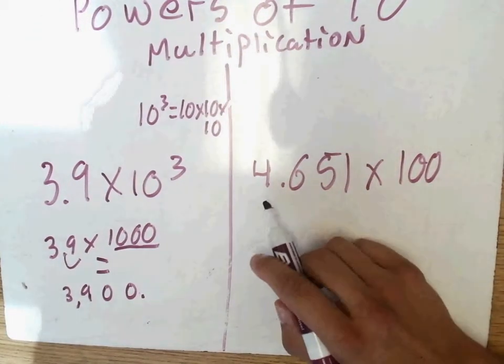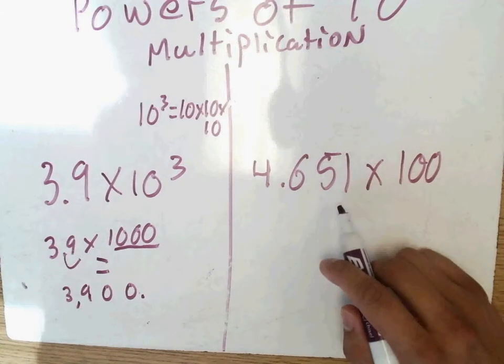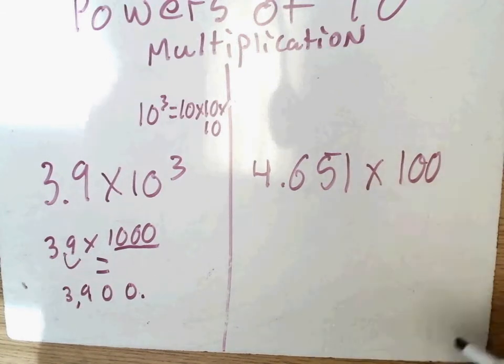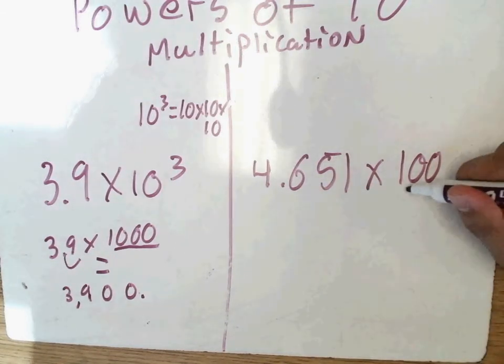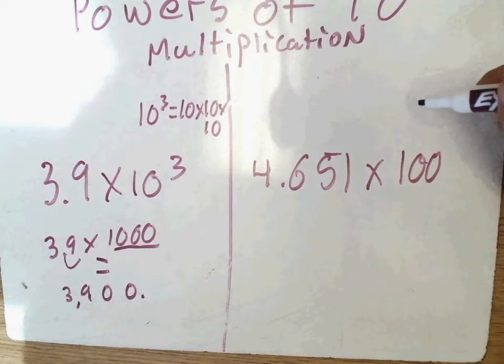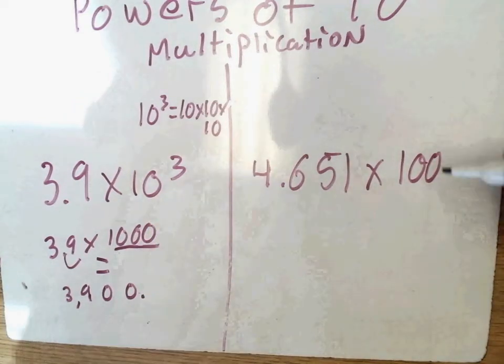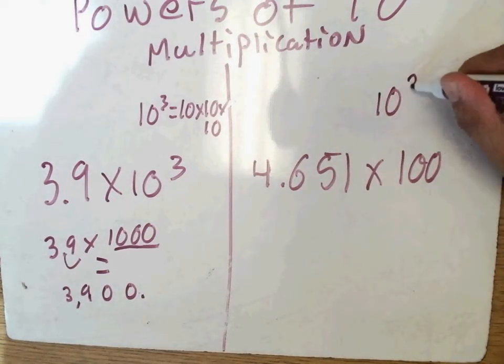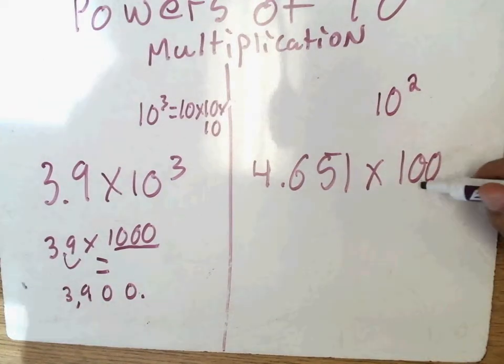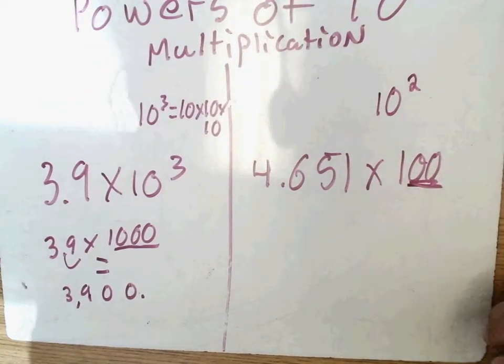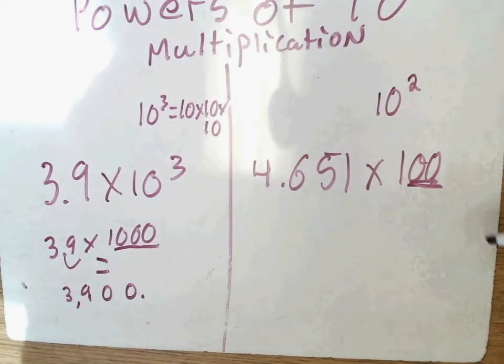Now we have 4 and 651 thousandths, and we see that we are multiplying this by 100. Now, a way to write 100 in the exponent form would be 10 to the second, right? So, now, we see we have 2 zeros in 100, which means we are going to shift our decimal point 2 place values. Because if we remember, every 0 that we have in our factor is going to be 1 place value that we shift.